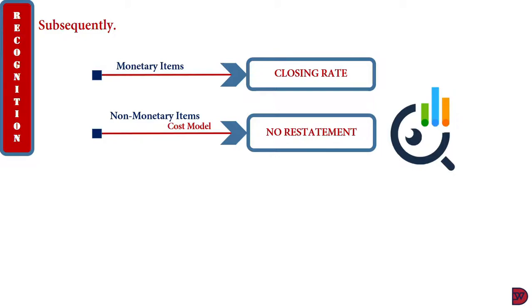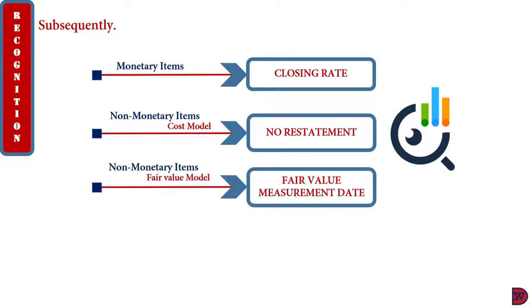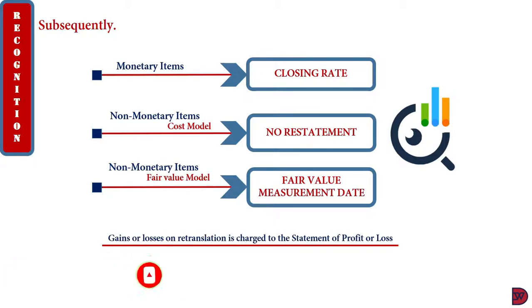Now, non-monetary items, on the other hand, have their values fluctuating with time and are not easily converted into cash. Examples of which are inventory, property, plant and equipment, and goodwill. Non-monetary items measured under the cost model or historical cost do not have to be restated. However, non-monetary items carried at fair value are to be restated at the rates existing on the dates of determining their fair value. Gains or losses on retranslation are charged to the statement of profit or loss.